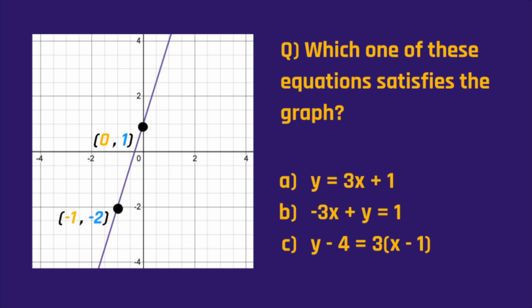Here I have a line on the coordinate plane and I want to know which two-variable linear equation corresponds accordingly with the line. Which one do you think is the right answer? You can pause the video here to answer the question.